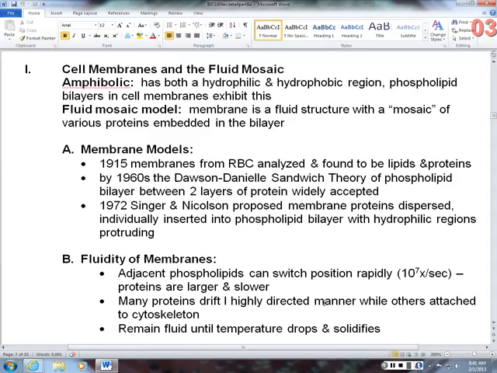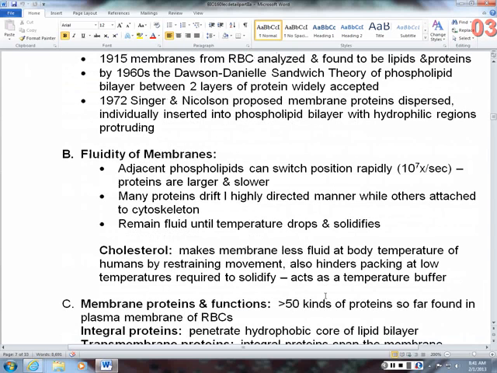So the proteins actually extend out beyond, so it's not completely flat. You've got little bumps in that layer where the membrane sticks out. As for the fluidity, adjacent phospholipids can switch positions rapidly, 10 to the 7th times per second. So that's over a million times per second that they can switch positions. That's pretty quick. Proteins are larger and slower.